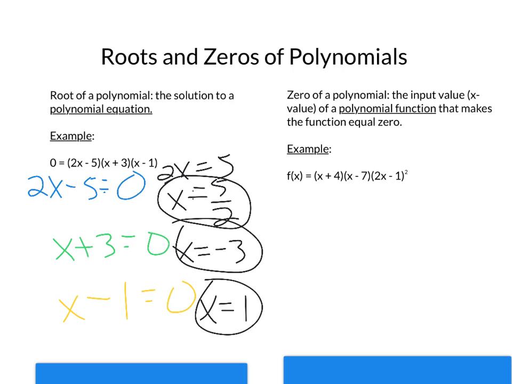Now let's look at an example of finding the zeros of a polynomial function. I know it's a function because the f of x here at the beginning tells me it's in function notation. The first thing I want to do is rewrite my polynomial function as an equation set equal to 0. 0 equals the quantity of x plus 4 times the quantity of x minus 7 times the quantity of 2x minus 1 squared.